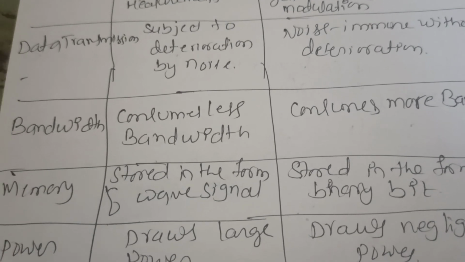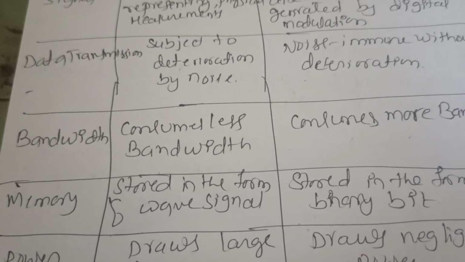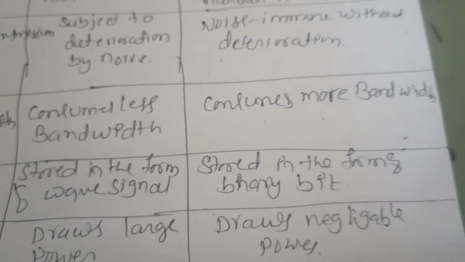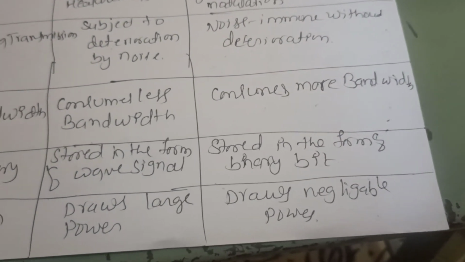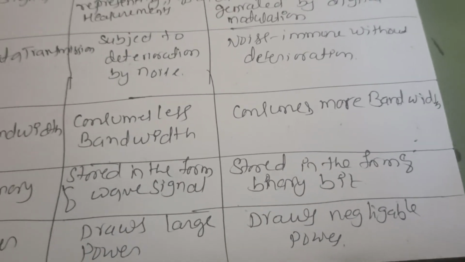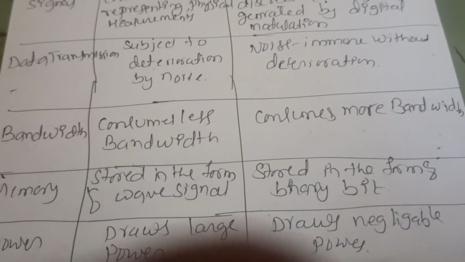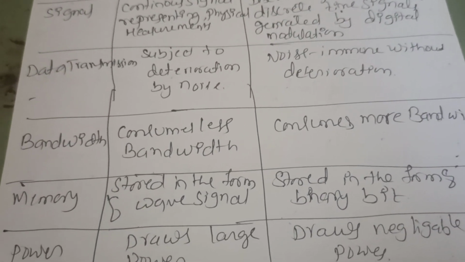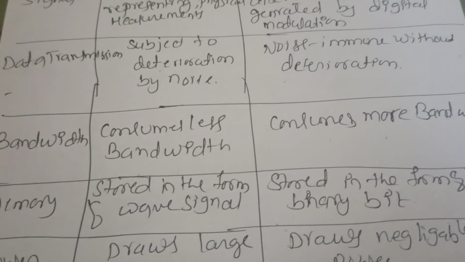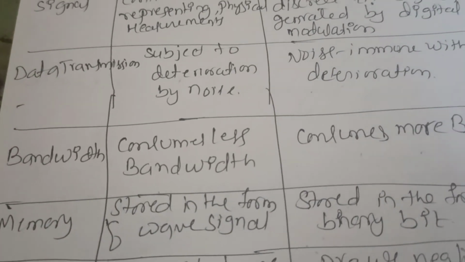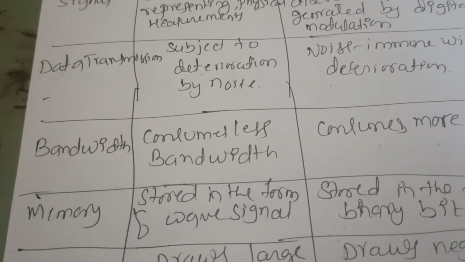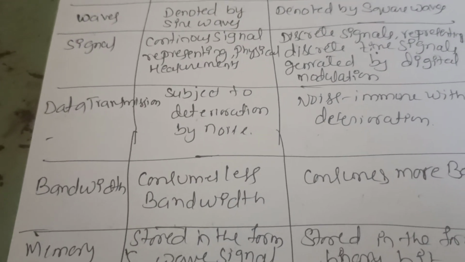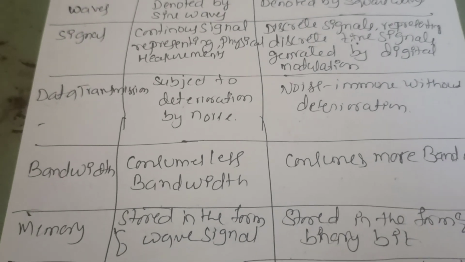Next, power. How much power does the analog signal draw? The analog signal draws large power, and the digital signal has negligible power, because the digital circuits use ICs, which consume only a small amount of power when compared to the analog circuits. An analog circuit is a complex combination of the op amps, resistors, capacitors and other basic electronic components. So this is a brief introduction regarding the analog circuit.